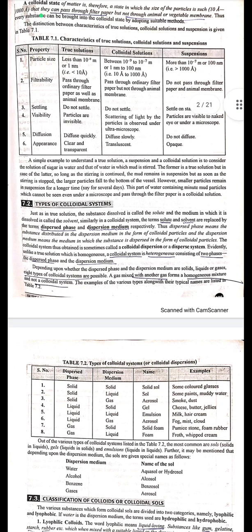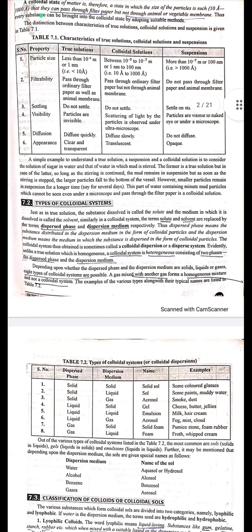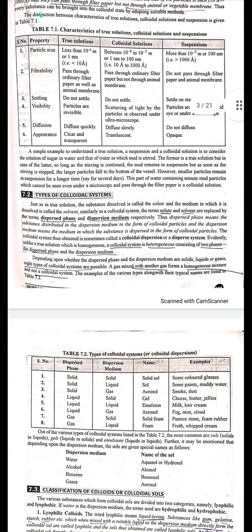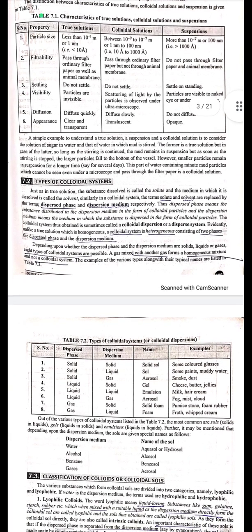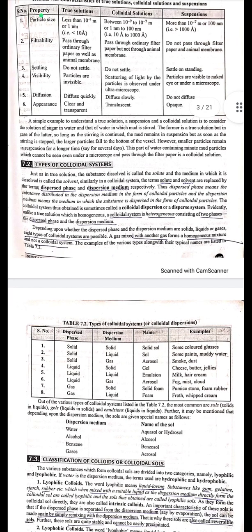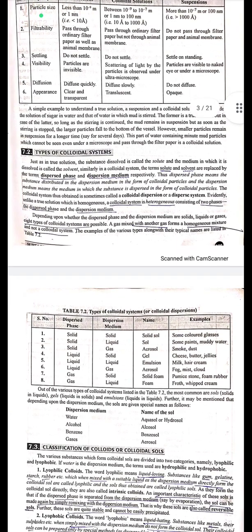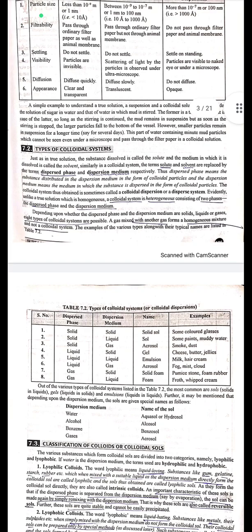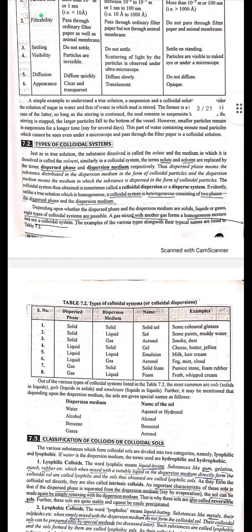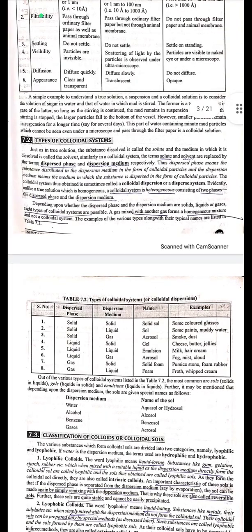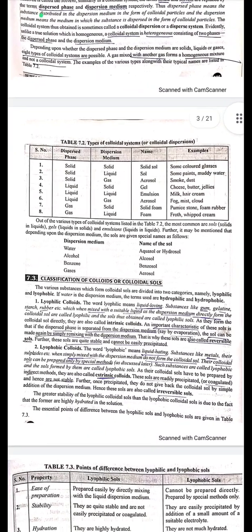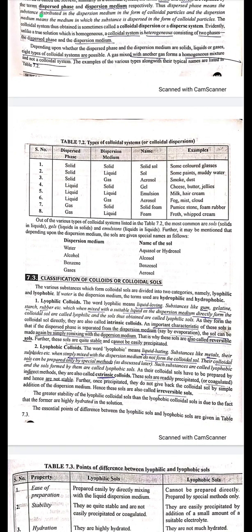Evidently, unlike a true solution which is homogeneous, a colloidal system is heterogeneous, consisting of two phases, the dispersed phase and dispersion medium. Depending upon whether the dispersed phase and dispersion medium are solid, liquid or gases, 8 types of colloidal systems are possible. A gas mixed with another gas forms a homogeneous mixture and is not a colloidal system. The examples of the various types along with their typical names are listed in Table 7.2. Table 7.2 Types of colloidal systems or colloidal dispersion.